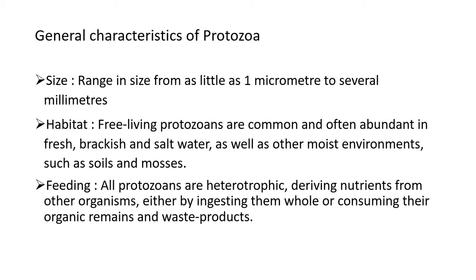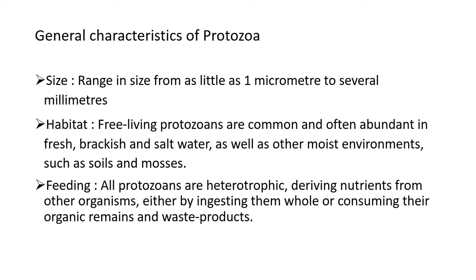So the general characteristics of protozoa are discussed in terms of size, habitat, feeding, etc. The size of protozoans ranges from as little as 1 micrometer to several millimeters. About habitat, free-living protozoans are common and often abundant in fresh water, brackish water, salt water, and they are also found in moist environments like soils and mosses. About feeding, all protozoans are heterotrophs, deriving nutrients from other organisms, either by ingesting them whole or consuming their organic remains and waste products.